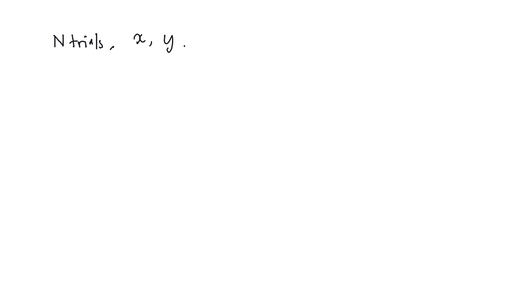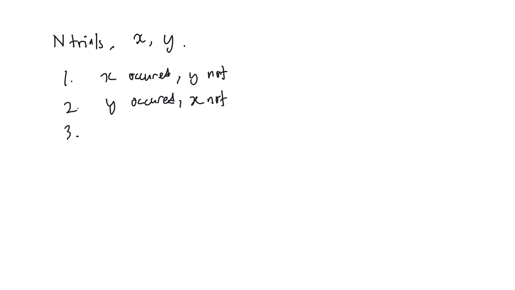So it could be that only x occurs, y does not occur, or the other way around, y occurs, x doesn't. Three, both x and y occur, and four, neither x nor y occur.